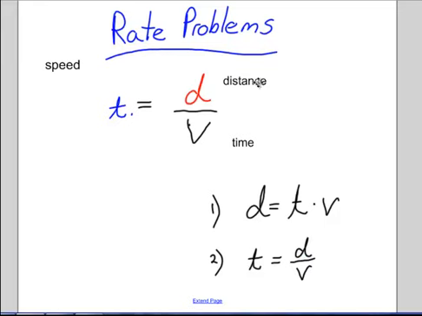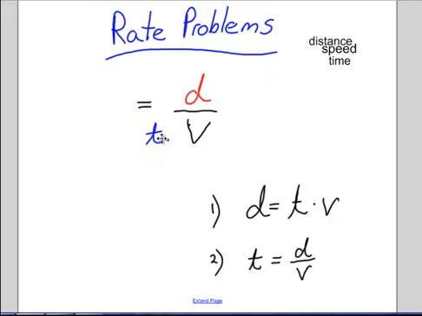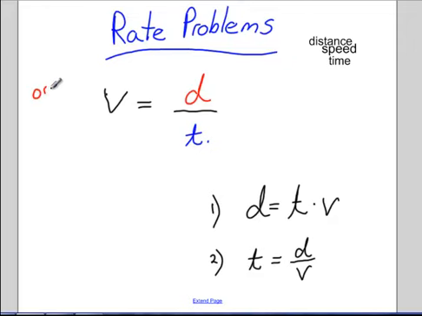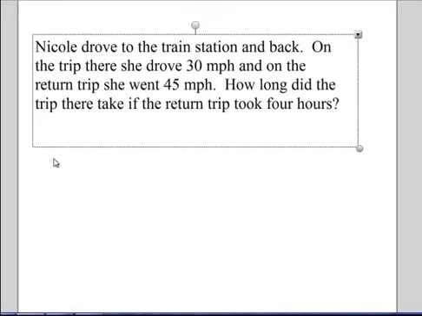Let's get these out of here so it's not confusing you. Let's put this back in the original equation, and we can see that this is the original, and you can remember the original easily by remembering that it's miles per hour, so speed is equal to distance over time. And here are the two alternatives, where d is equal to time times speed, and time is equal to distance divided by speed. Okay, let's look at a problem now.